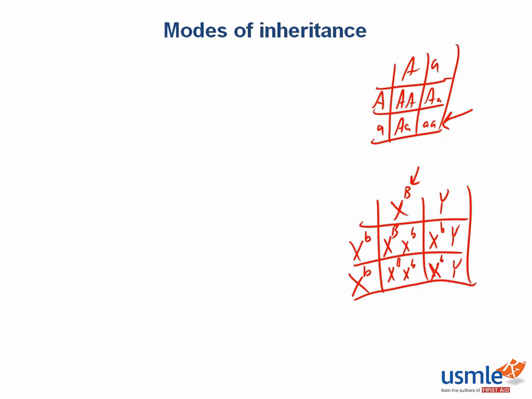Only the offspring with two X's are females, so all of them will be affected. What about sons? 0% will be affected because they all have X little b and Y.